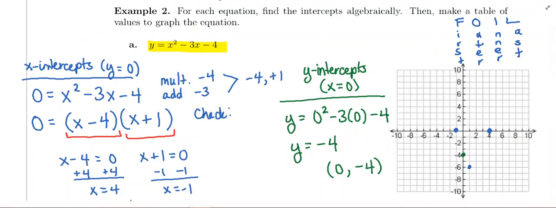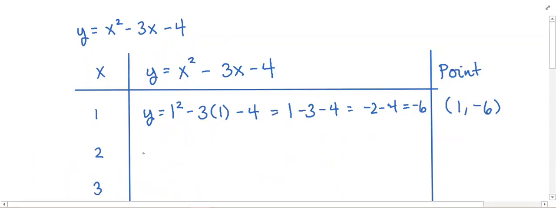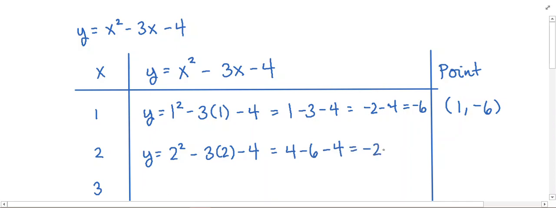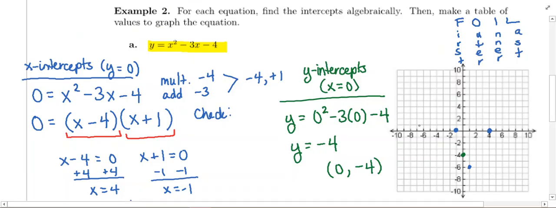Now we're going to plug in x equals 2. So if x is 2, we're going to get y equals 2 squared minus 3 times 2 minus 4. That's going to give us 4 minus 6 minus 4. That's going to give us negative 2 minus 4, which is also negative 6. So if x is 2, y is negative 6, and we will plot that point. Here's where x equals 2. Here's where y is negative 6.